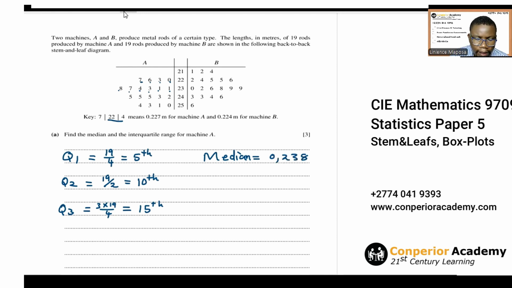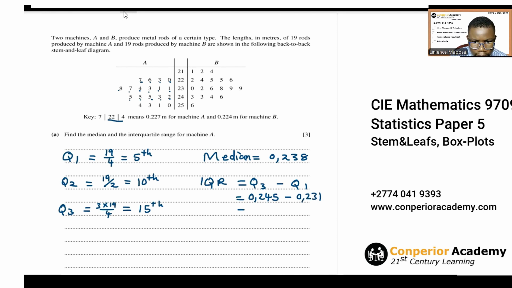0.238. And then my IQR is going to be equal to Q3 minus Q1. Q3 is the 15th value. So if this is 10, this is 11, 12, 13, 14, 15. So that's 0.245. 0.245 minus Q1, which is the 5th value. That's 1, 2, 3, 4, 5, 0.231.